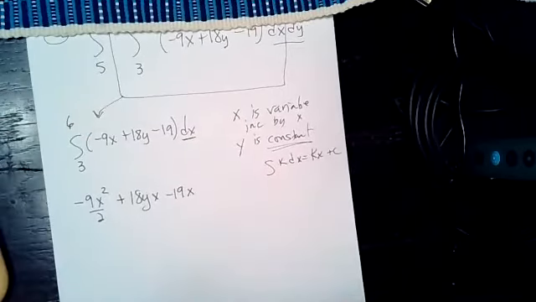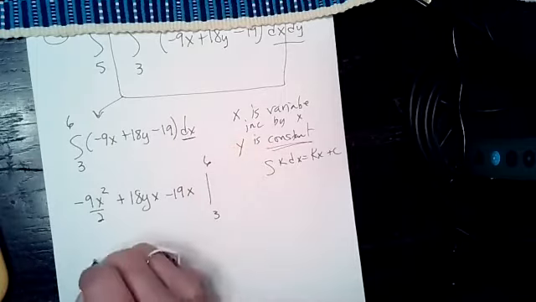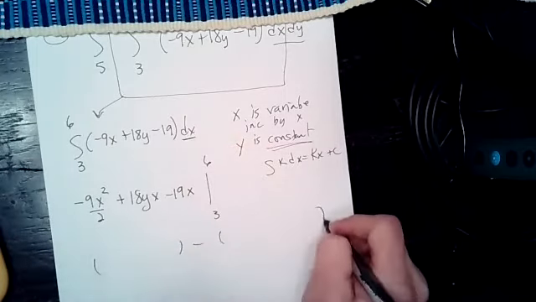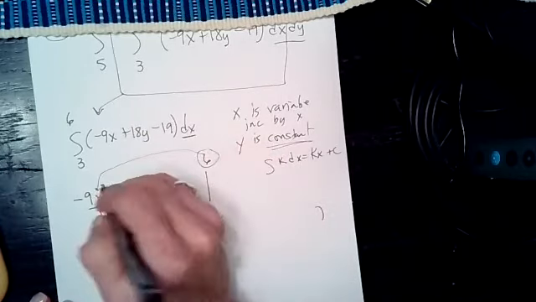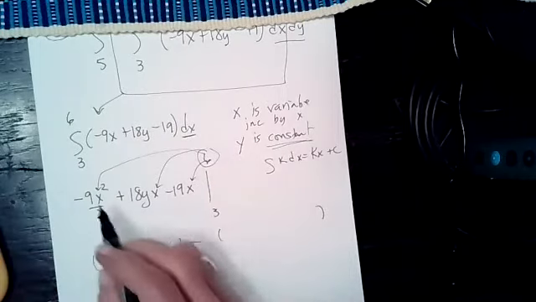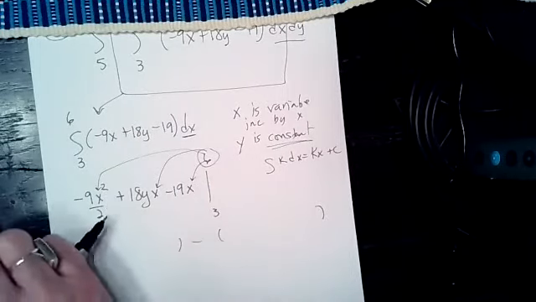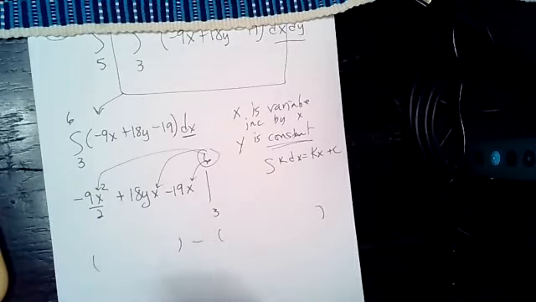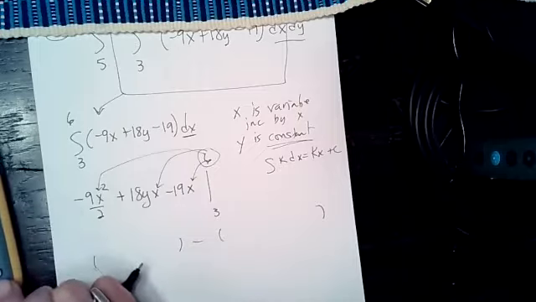All right. So from 3 to 6. So we're going to plug in my 6 and plug in my 3. And we just have to be really careful here. So when I plug in my 6 for x, that's what I get. 6 squared is 36 over 2 is 18 times negative 9.